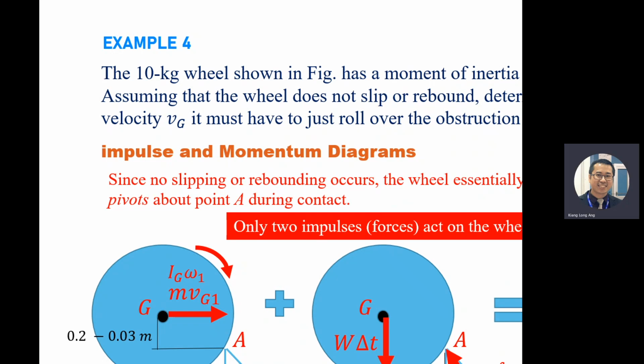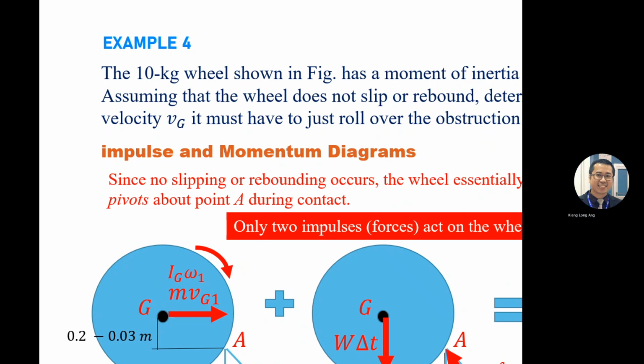Then after you roll over, your mg will go somewhere here, because once you knock, you will go up like that. Right? You knock, then you go up like that. So then, again, there is a rigid body. Rigid body, you have a momentum to continue to roll. So you have Ig omega 2.